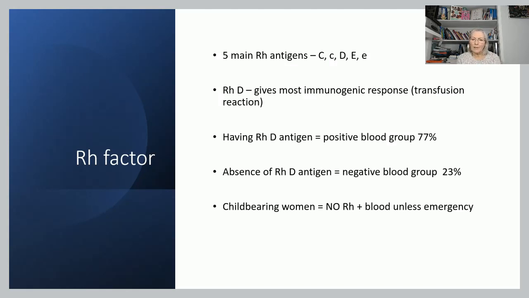So if you have an RHD antigen, those are the positive blood groups. I'm O positive, so I have that RH antigen in my blood group. Approximately 77% of the population will be Rh positive. They've got that antigen. And 23% of the population have an absence of that RHD antigen, so they will have a negative blood group. This would be what we refer to as our rhesus negative women.